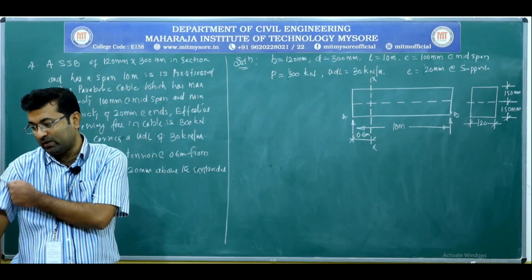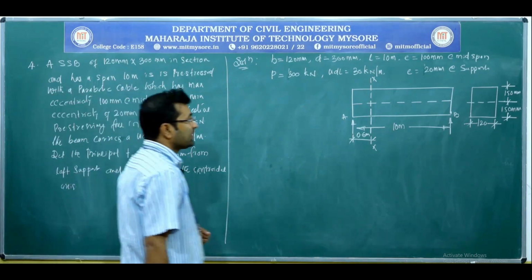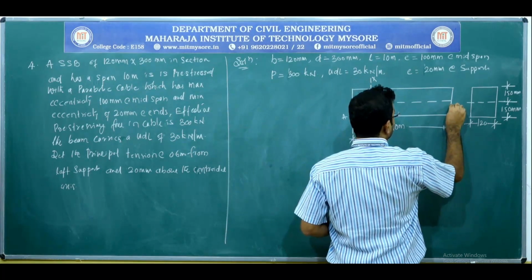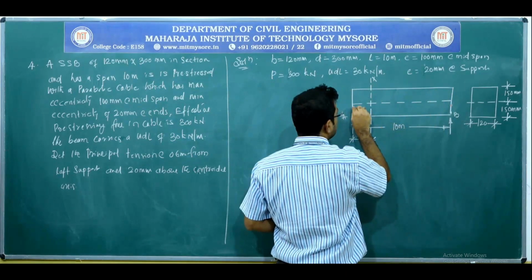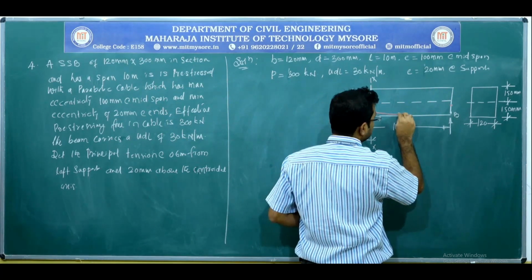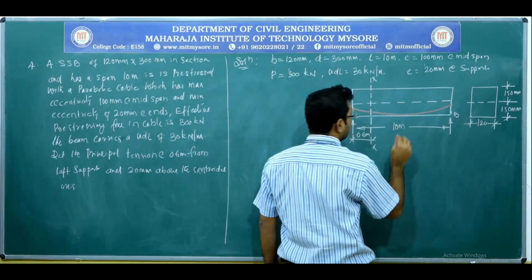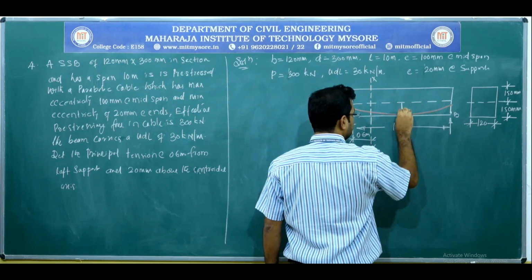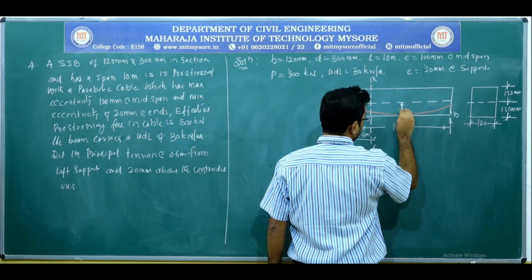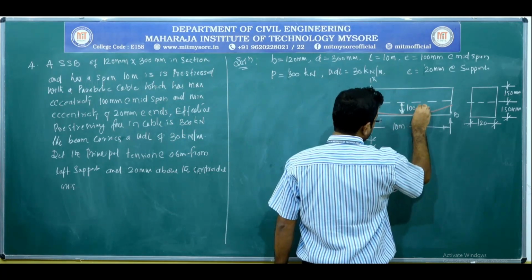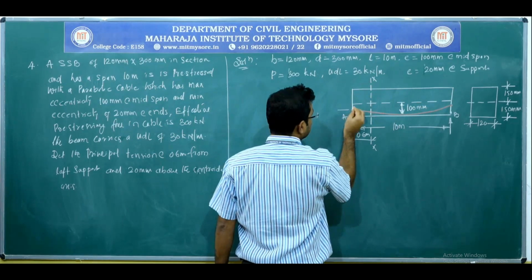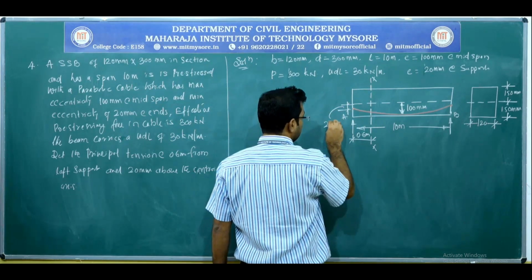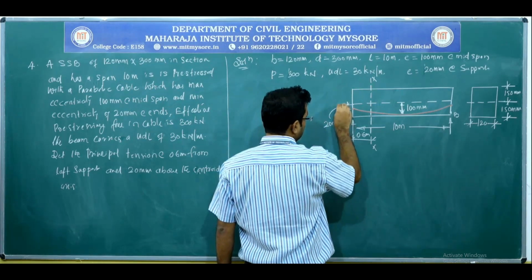Profile of the cable is parabolic with some eccentricity. So the eccentricity of the cable at the ends, it is about 20 millimeter, and at the center it is about 100. So here this eccentricity with respect to the neutral axis or with respect to center, it is 100 millimeter, and thus at the end here the eccentricity is about 20 millimeter.